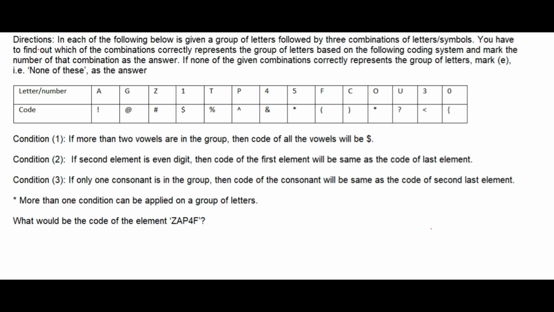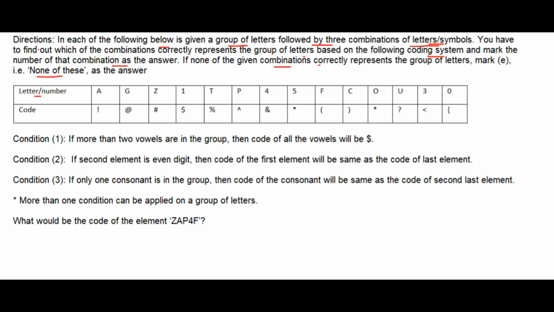So first of all, to start the questions, read the directions. What are the directions given? In each of the following below is given a group of letters followed by three combinations of letters and symbols. You have to find out which of the combinations correctly represent a group of letters based on the following coding system and mark the number of that combination as the answer. If none of the given combinations is correct, then you have to mark none of these as the answer.